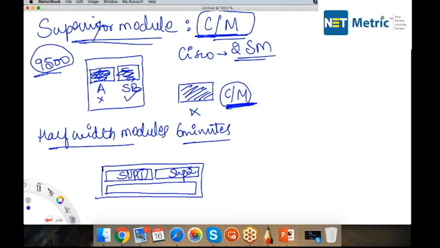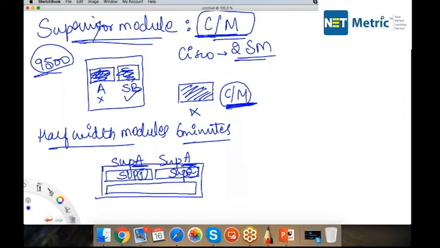So throughout the course, if I ever use the term half width module, that means that the module is half the width of the chassis. If any module is said to be a full width module, that means that the width of that module is the full width of the chassis or of the device. Supervisor modules for 9500 devices are all half width.